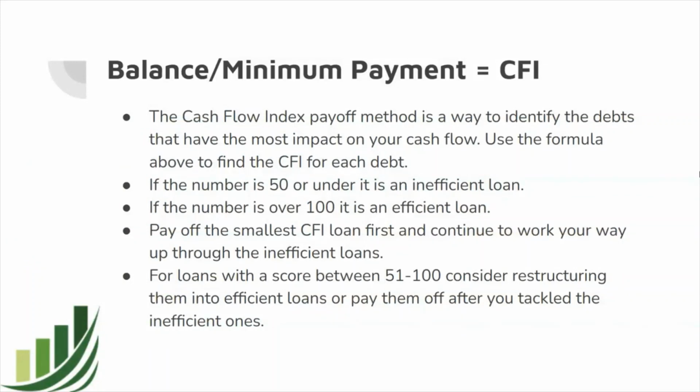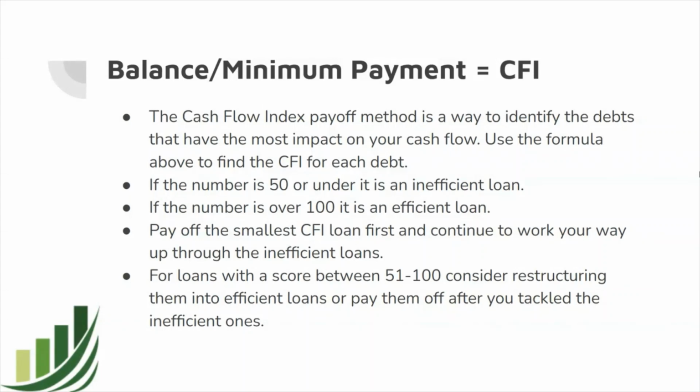Next is Cash Flow Index. Now, Cash Flow Index is a payoff method which uses a formula to identify the debts that have the most impact on your cash flow. So in order to create your cash flow index or get that number, you take your balance and you divide that by the minimum payment. If the number is 50 or under, it's considered an inefficient loan. If that number is over 100, it is called an efficient loan. What you want to do is you're going to pay off the smallest CFI loan first.